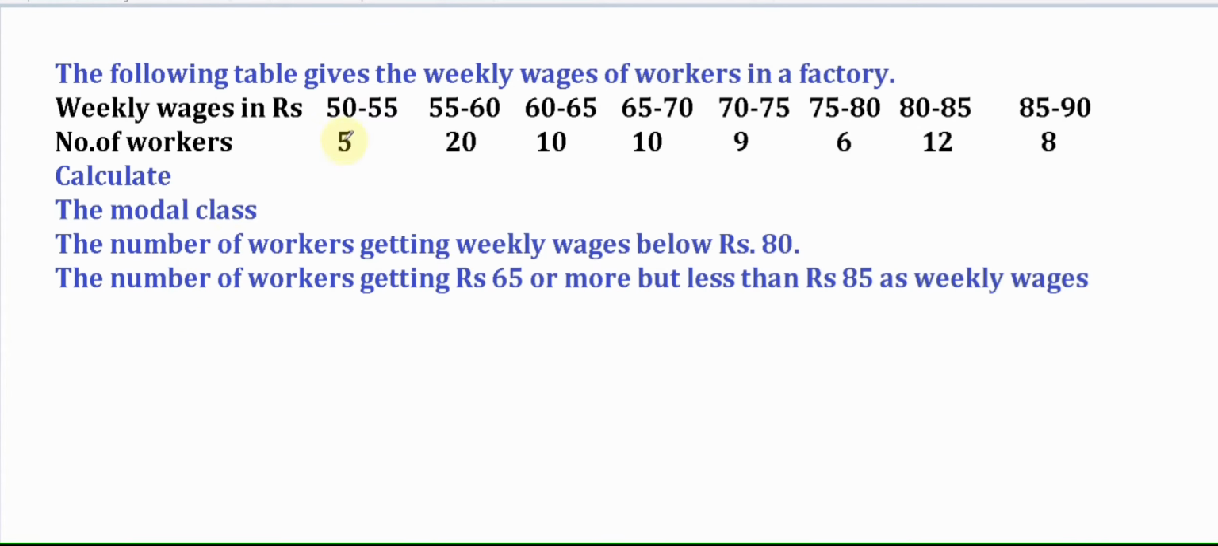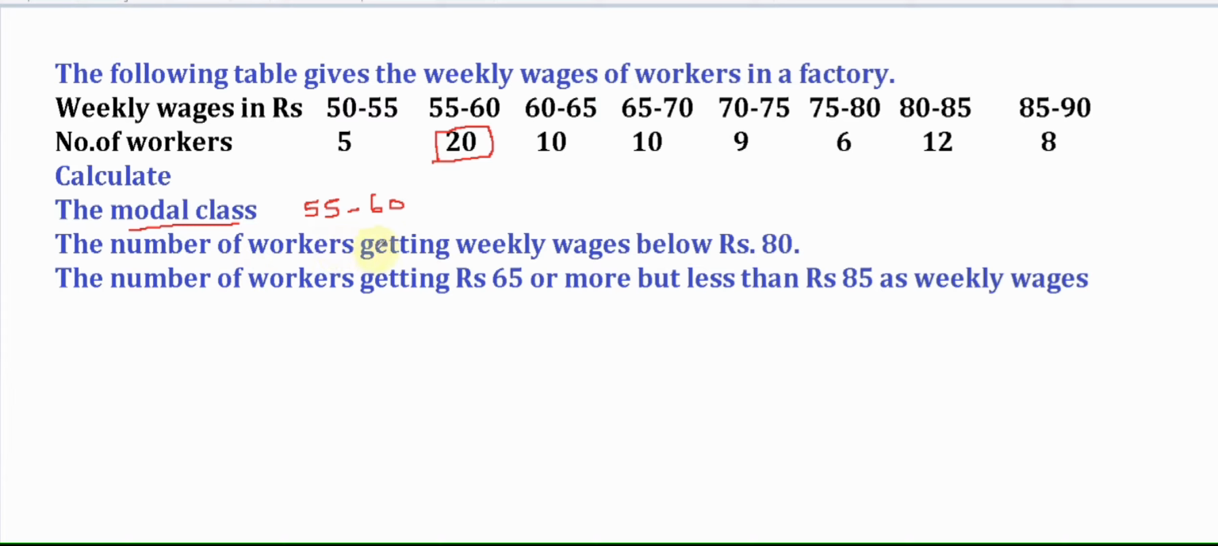Now I am taking another question. The following table gives the weekly wages of the workers in a factory. First, we need to calculate the modal class. Here the intervals are given, so we need to find the modal class. Modal class is the class which has the maximum frequency. So here you can see that the maximum frequency is 20. So the modal class will be 55 to 60.